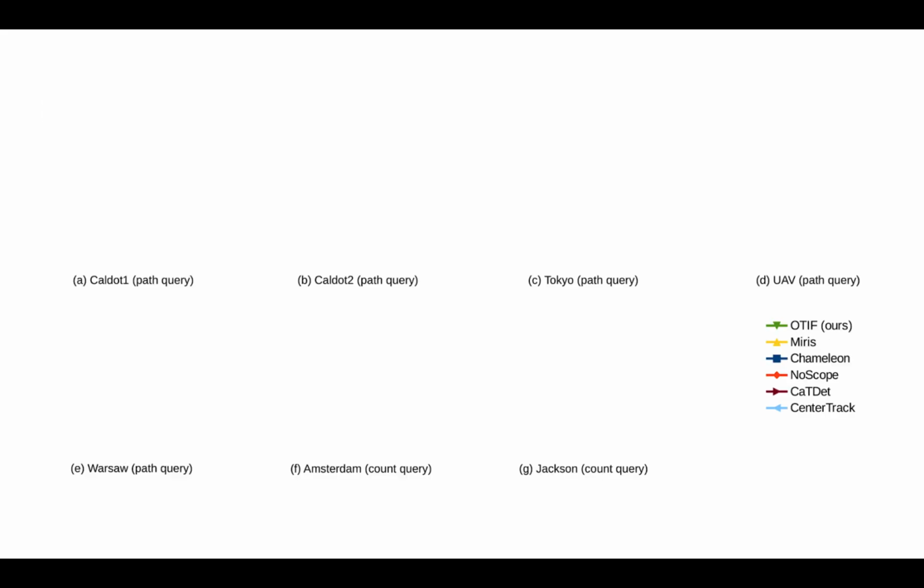And we compared OTIF to 5 baselines. Some of these come from the data management community, like Miris, Chameleon, and NoScope. Miris in particular is a video query optimizer designed to accelerate the execution of individual object track queries. And a couple of these come from the computer vision community and are more about accelerating general purpose object tracking, like CenterTrack. And we compared on a bunch of datasets, 7 in total, with different queries for each dataset. And 5 of these datasets actually come from prior work in video query optimization: Tokyo, UAV, Warsaw, Amsterdam, and Jackson.